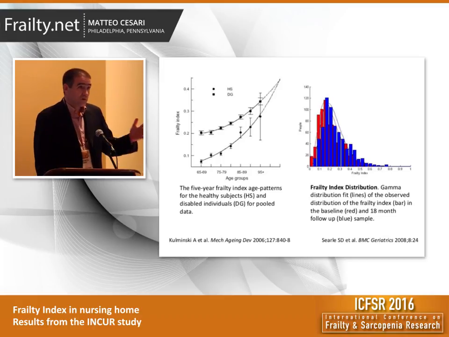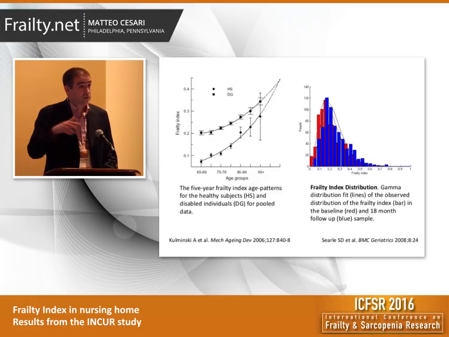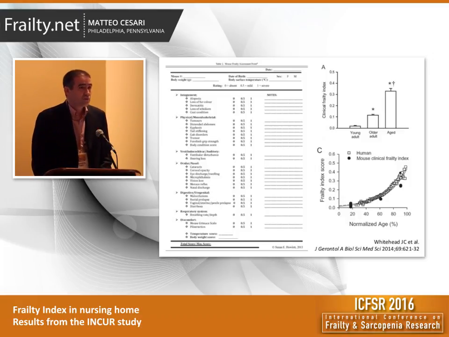And also there is a modification of the Frailty Index on the right-hand side, in which the Frailty Index is moving over time towards a normalization of the distribution of the score. So it's something that is really measuring the age, the biological age, rather than a physical condition as in the frailty phenotype. And the concept of the Frailty Index has also been translated in animal models.